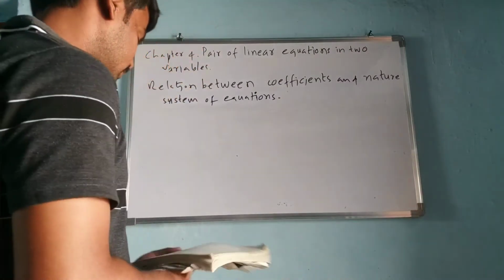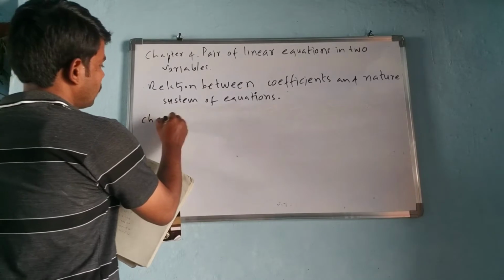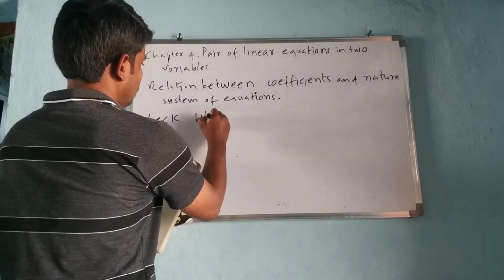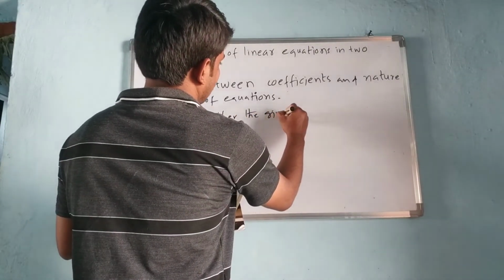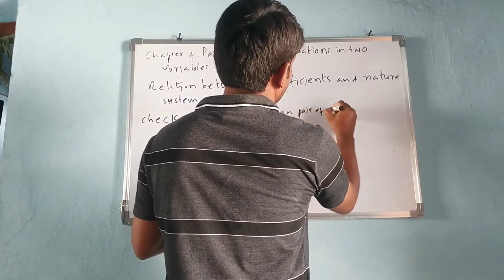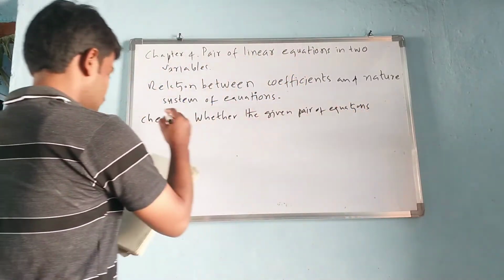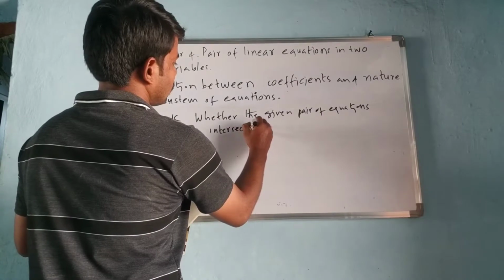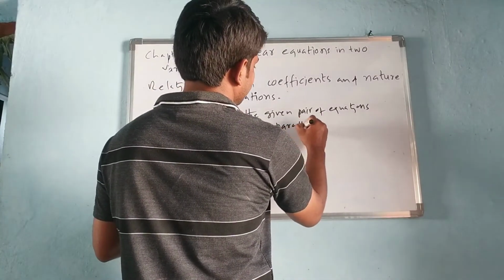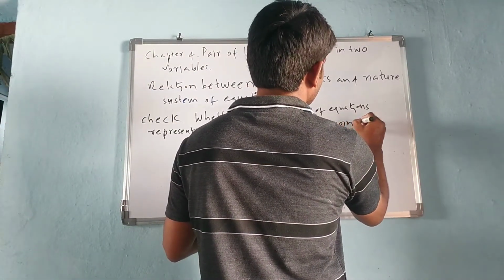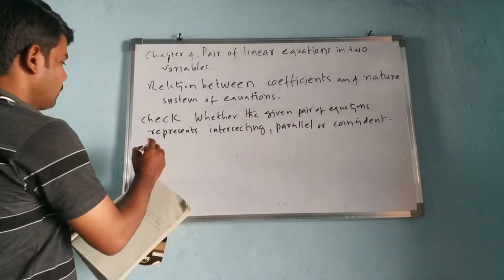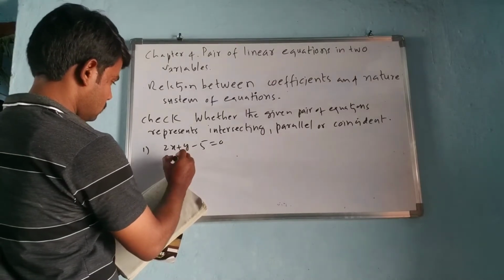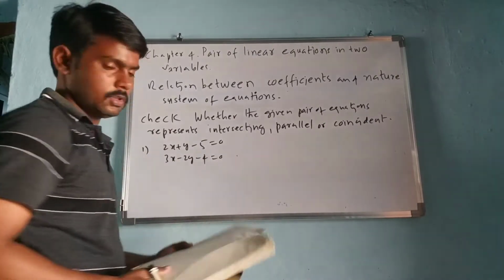So the first question is: check whether the given pair of equations represents intersecting, parallel or coincident lines. 2x plus y minus 5 is equal to 0 and 3x minus 2y minus 4 is equal to 0. This is the first question.